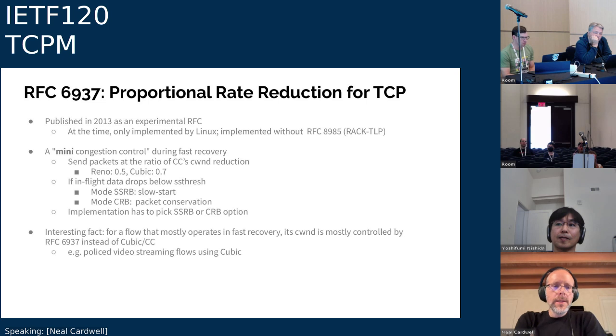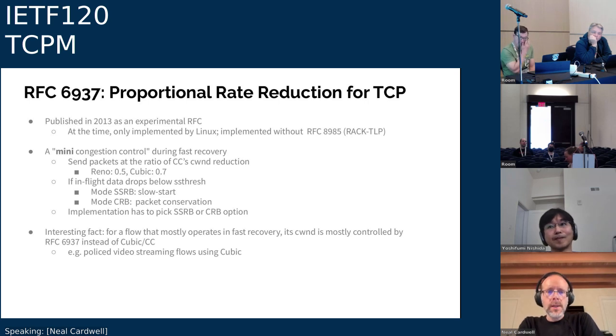And PRR, you can basically think of it as kind of a mini congestion control that runs during fast recovery. The high level idea is to send packets where your current sending rate is proportional to the delivery rate. And the proportion is chosen by the congestion control algorithm, where with Reno it's 0.5 and with Cubic it's 0.7. And the idea is that that proportion is set so that you smoothly reduce the amount of data in flight with that ratio given by the target, given by congestion control, and the multiplicative decrease made by congestion control.